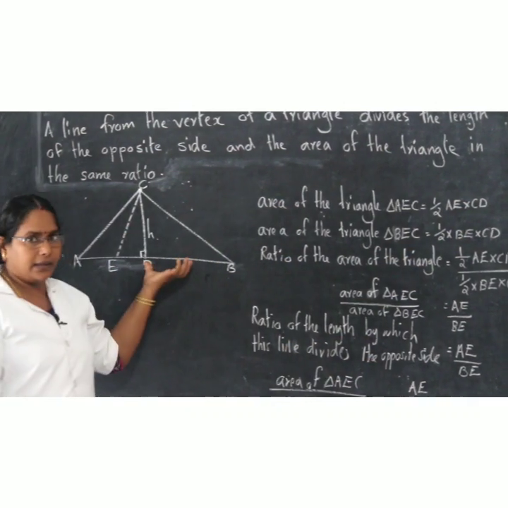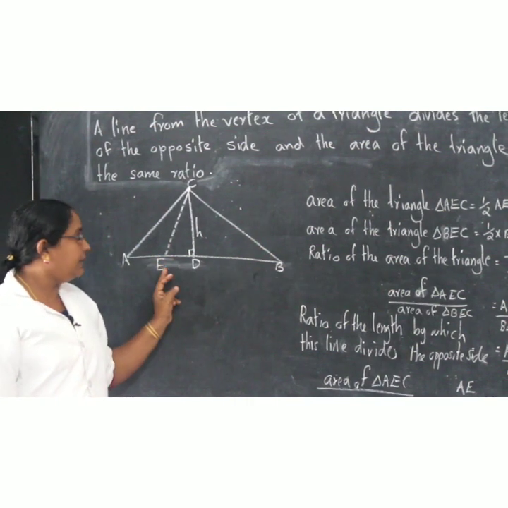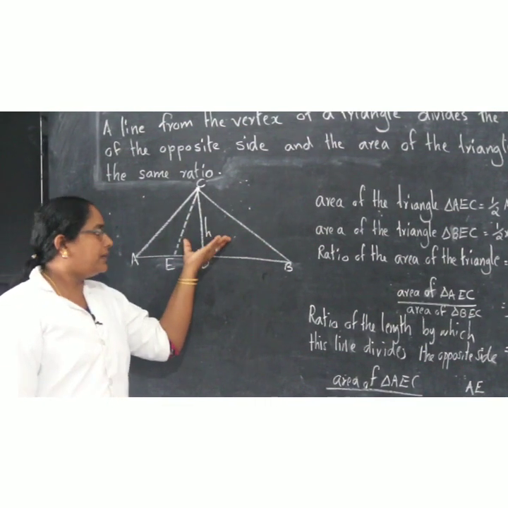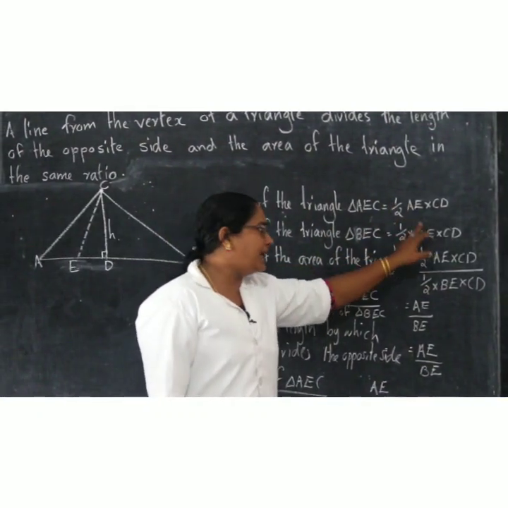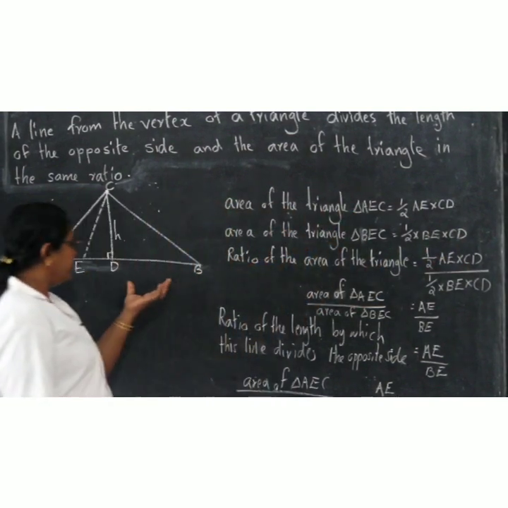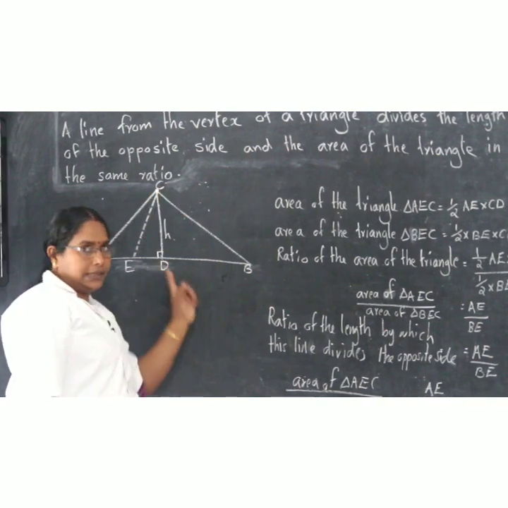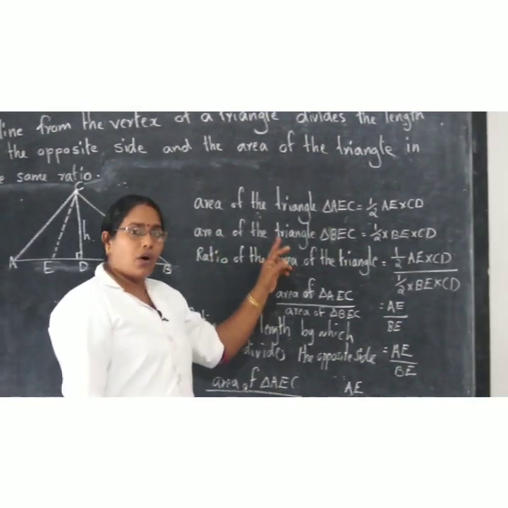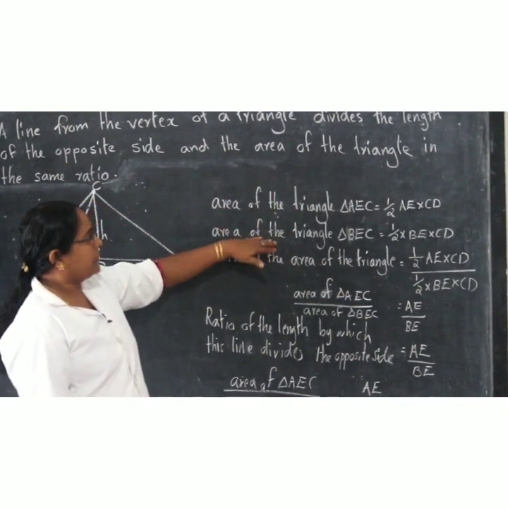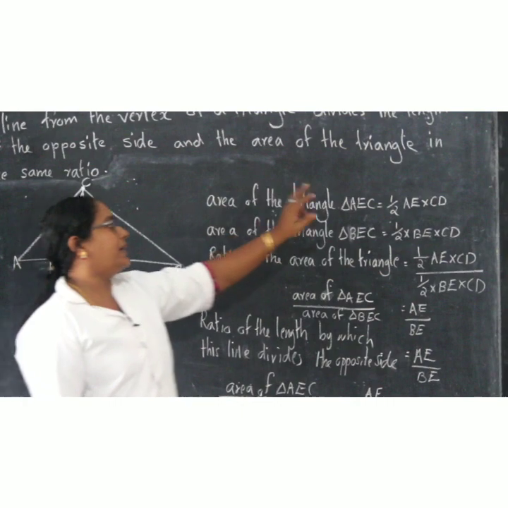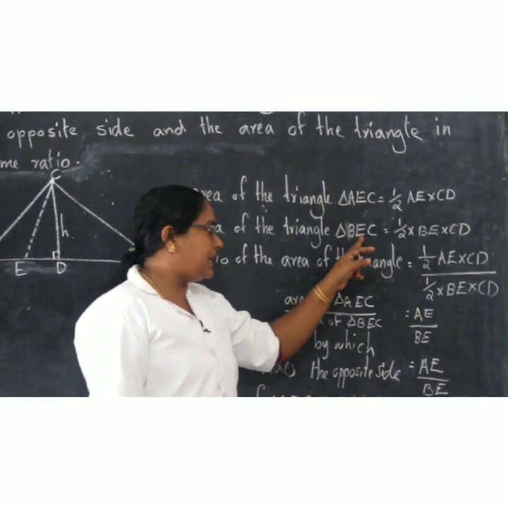Similarly, consider the second triangle BEC. Then what is the area? Area is half into base into height. Here base is BE, height CD. Then the ratio of the areas of the triangles. The two areas are already found: one is triangle AEC, the other is triangle BEC.